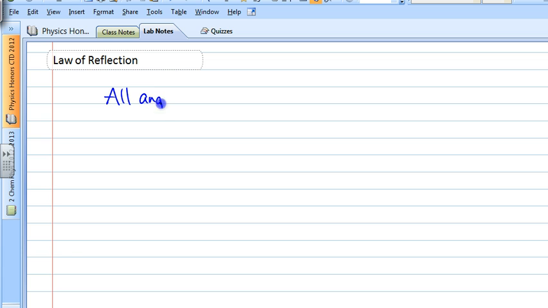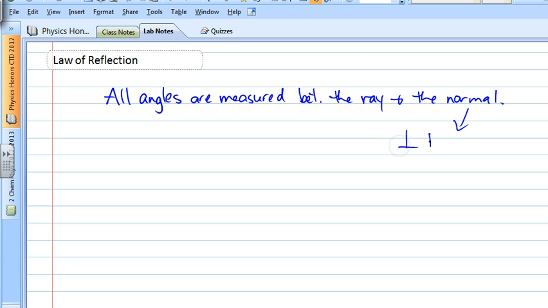Now this is important enough that I want to make a point about it: all angles are measured between the ray and the normal. And just as a reminder, when we say normal, what we're talking about is the perpendicular to a surface.